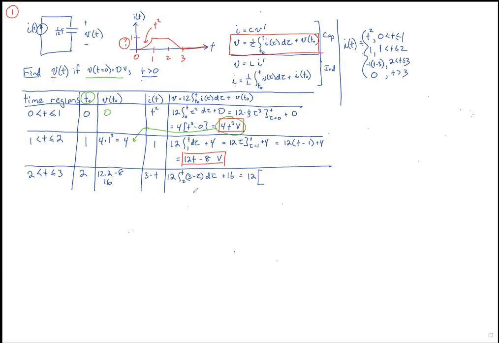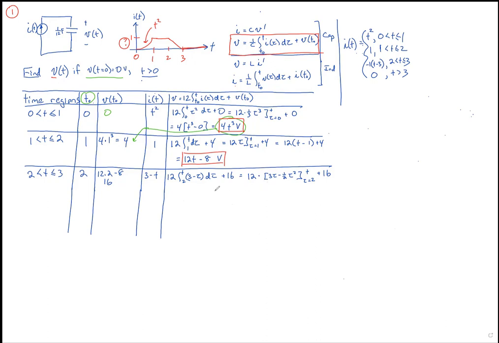Integrating this with respect to d tau gives us 3 tau minus 1/2 tau squared. I'm going to say that's our integral, and we're going to evaluate that from tau equals 2 to t, and then add 16 to it.